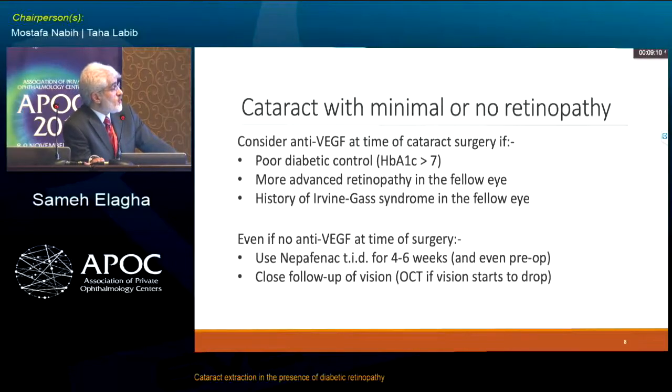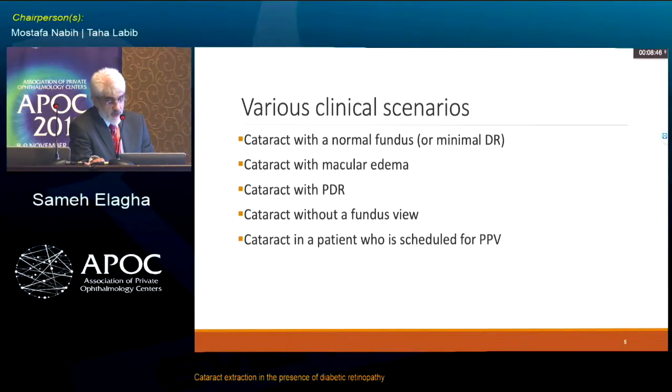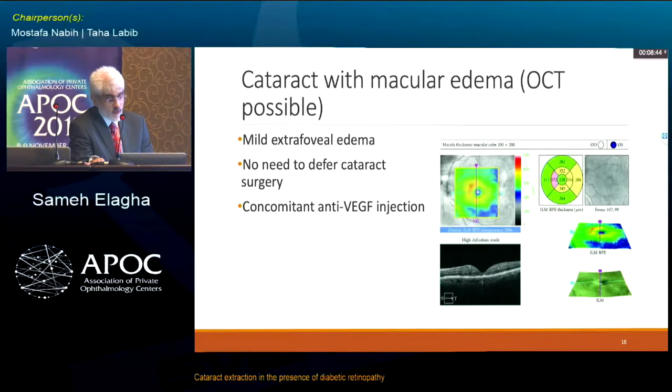Even if you decide not to use anti-VEGF, you need to use an NSAID, and probably the best one is Nepafenac 3 times per day for 4 to 6 weeks. And we can even start pre-operatively. It might be a good idea to even pre-treat 3 to 5 days before the surgery. And after surgery, the most important thing is to closely follow up the vision and, if necessary, to do an OCT.